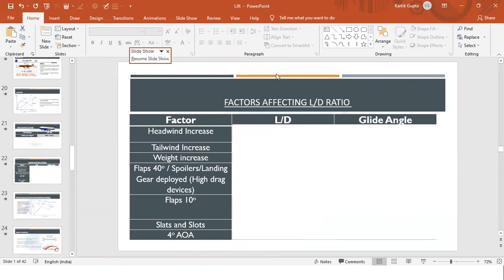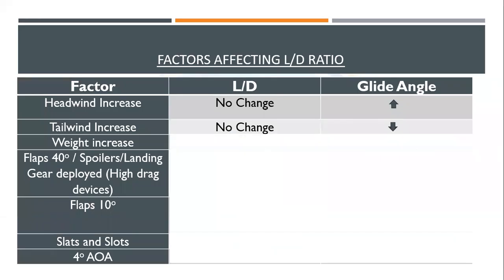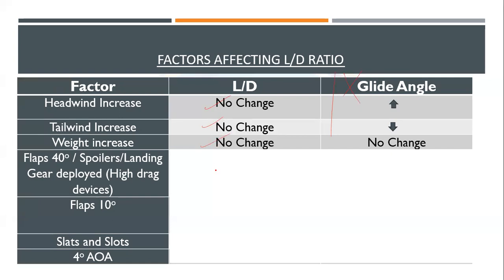So I'll just put it here. I'll not explain much of it, but you can see that the L by D ratio does not change with my tailwind and headwind. Okay, we'll focus on this only. Right now, let's not focus on this part. It's not important right now. What I have explained to you is the L by D ratio. Weight also does not change it.